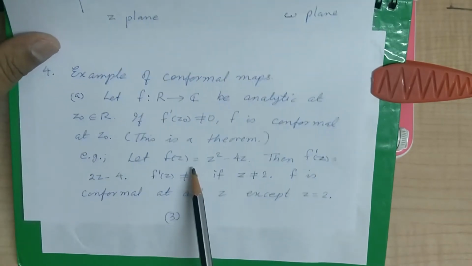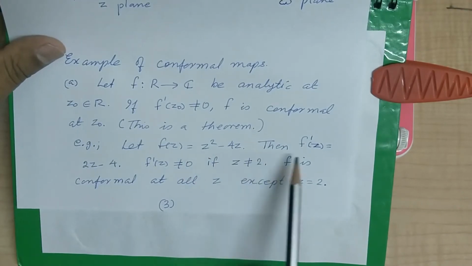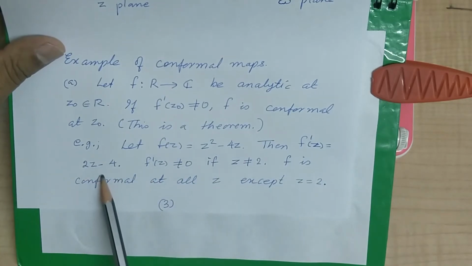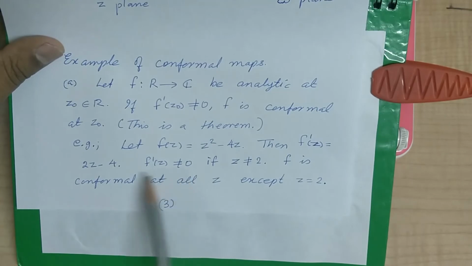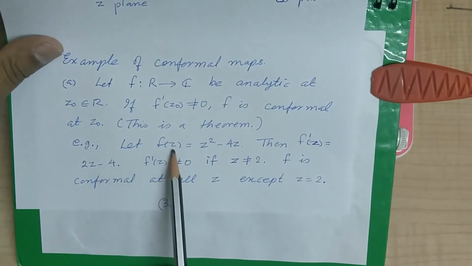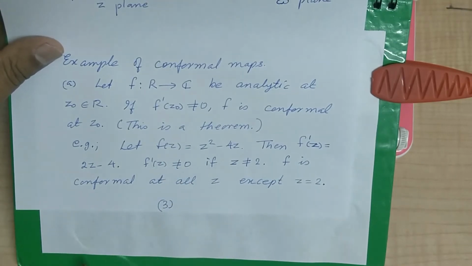If you want a concrete example, you can take f of z equal to z square minus 4z. The derivative of f is 2z minus 4. That's easy. And the derivative will not be 0 provided z is not equal to 2. Okay. So this map is conformal at all points except z equal to 2.